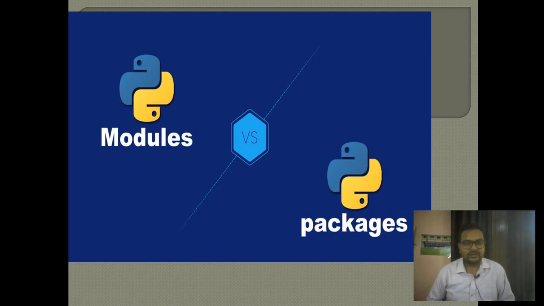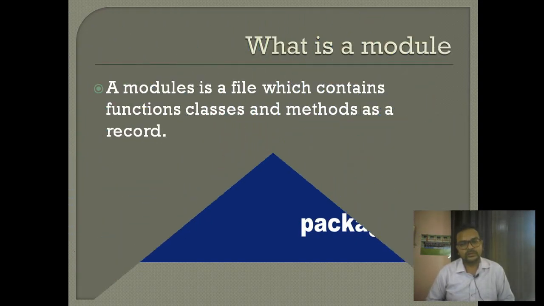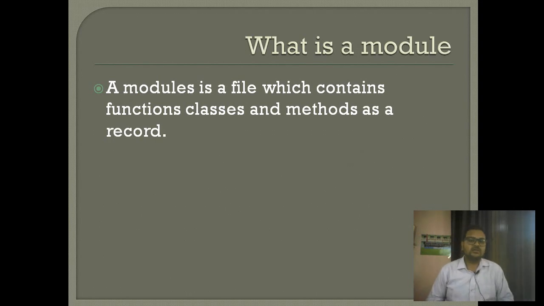So starting with the first one, if we talk about the module, what actually is a module? A module is a file which contains functions, classes and methods as a record. Suppose we are creating a module, so it will contain functions. In my last tutorial, we discussed how to create your own functions. A function contains some method inside it. Now if I combine the same type of functions in one category, then we can suggest the name of a module over there.